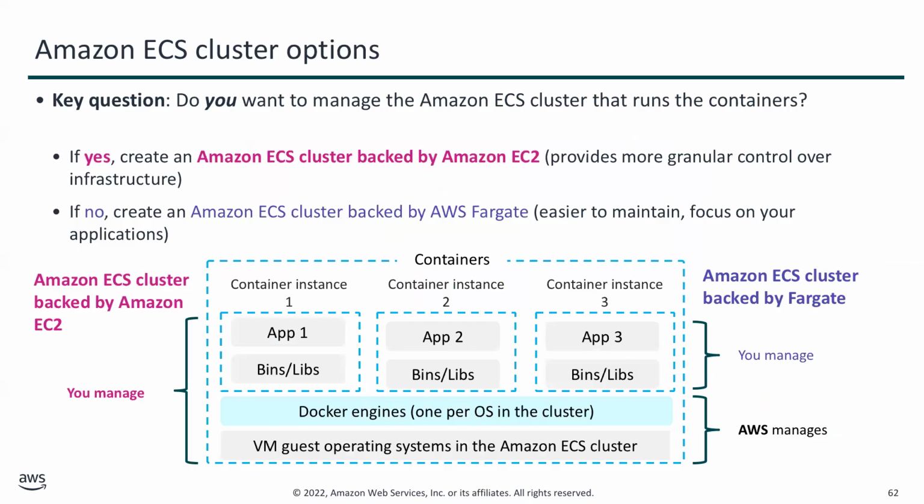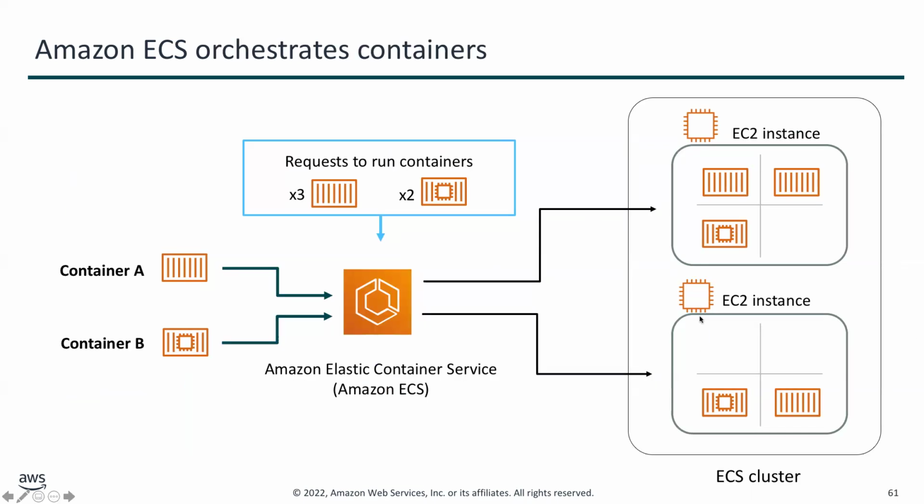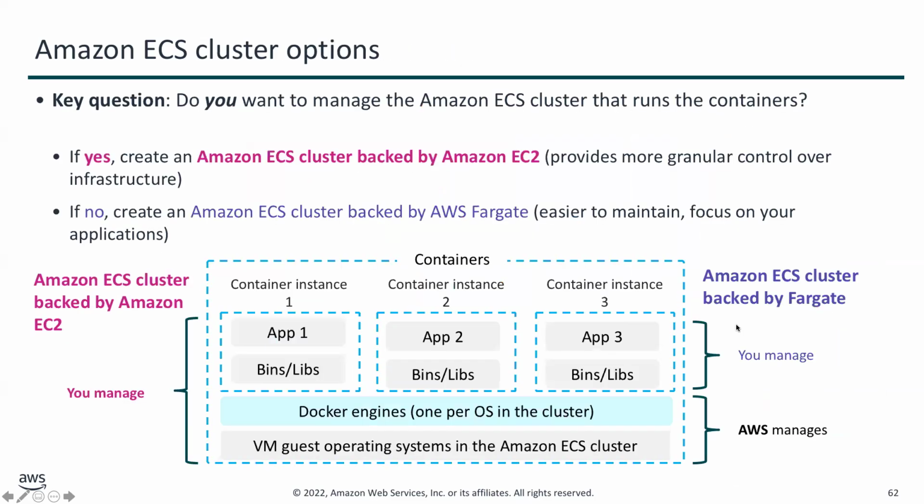There's another option, the Amazon ECS cluster option. You can choose to manage the cluster yourself, this cluster we're talking about, or let another service called Amazon Fargate maintain the ECS cluster for you. So the key question is, do you want to manage the Amazon ECS cluster that runs your containers? If you choose that option, then the Amazon ECS cluster backed by EC2 provides more granular control over infrastructure. So you choose many things.